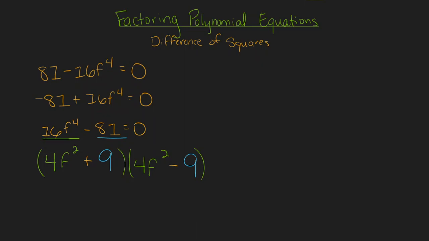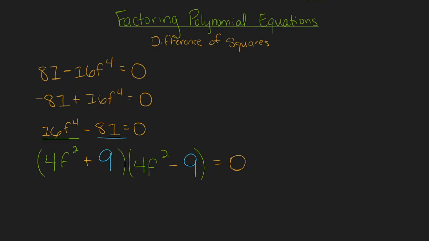Now I have factored this, but is it complete? When you do difference of squares, it's always a good idea to take at least a quick look at your answer and make sure you can't factor anything any further. When I take a look at 4f squared plus 9, our first factor, there's nothing more that I can really do there. But 4f squared minus 9, that's actually another difference of squares. That means we can take this factoring one step further.